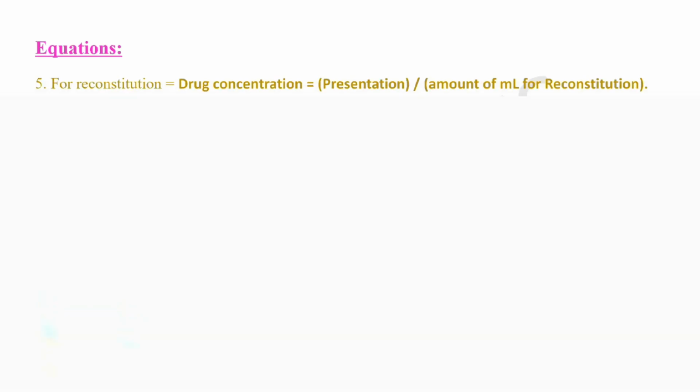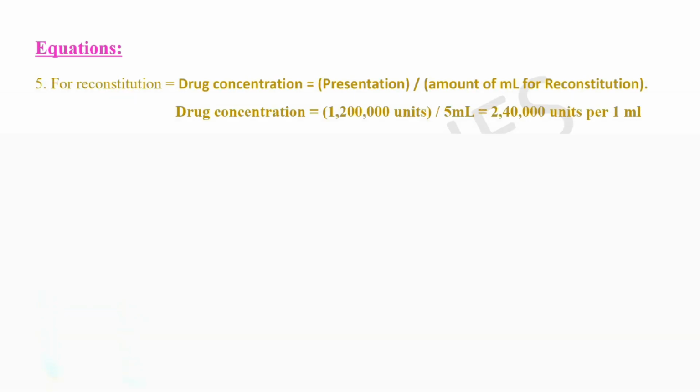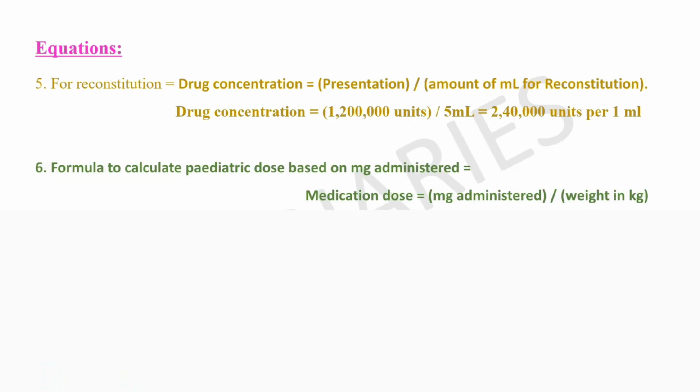Next is for reconstitution. The drug concentration is equal to the presentation of the drug divided by amount of milliliters for reconstitution. For example, the concentration of the drug is 12 lakh units, and if it has to be divided by the amount of ml for reconstitution, that is 5 ml, then the drug in 1 ml we get after calculation is 240,000 units.